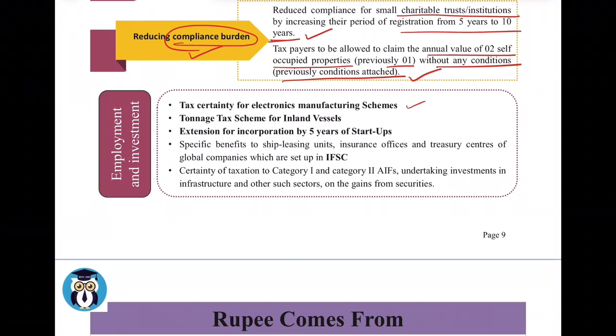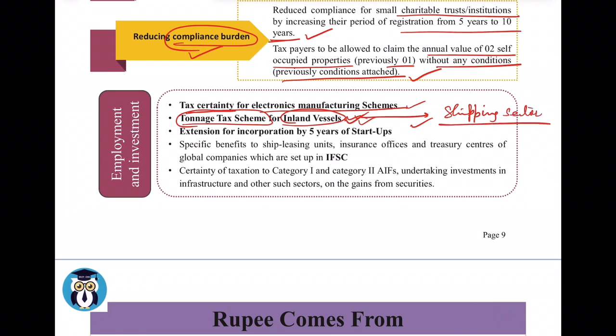Now, employment. To increase employment, there is tax certainty for electronics manufacturing. Tonnage tax is a tax paid in terms of how many tons of weight are carried by the vessel. These are mainly imposed in the shipping sector. Then extension of incorporation by 5 years for startups. They have been given specific benefits, and then certain taxation for categories of alternative investment funds.